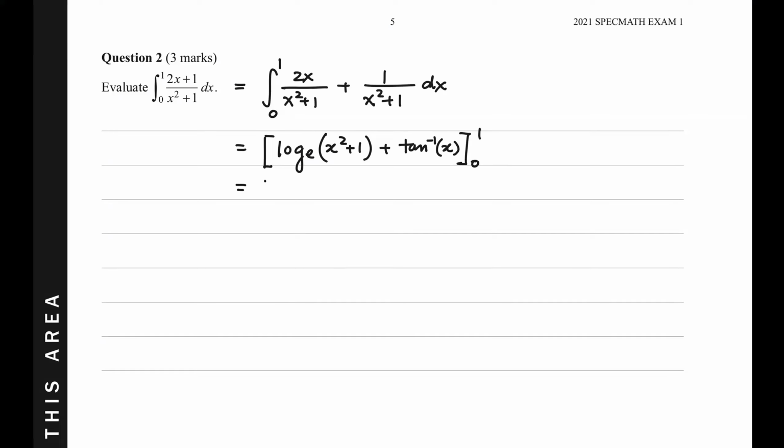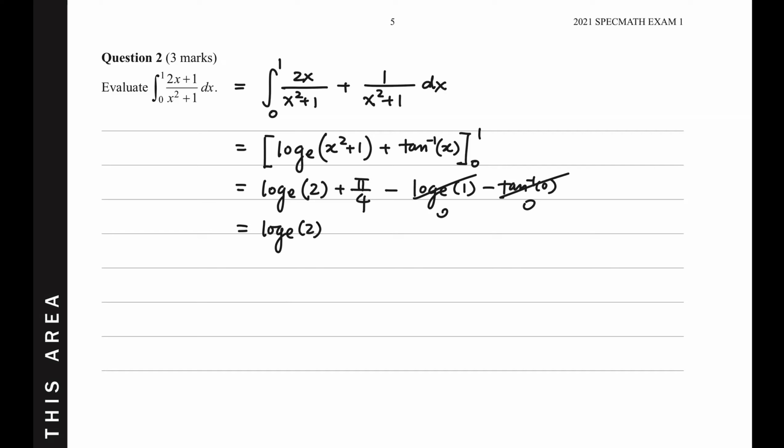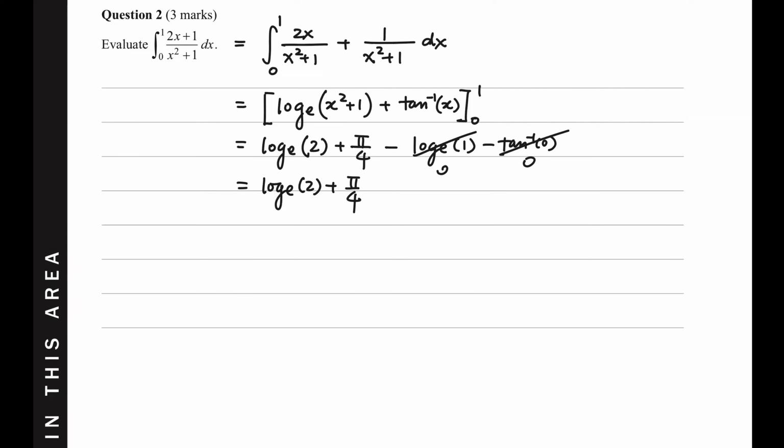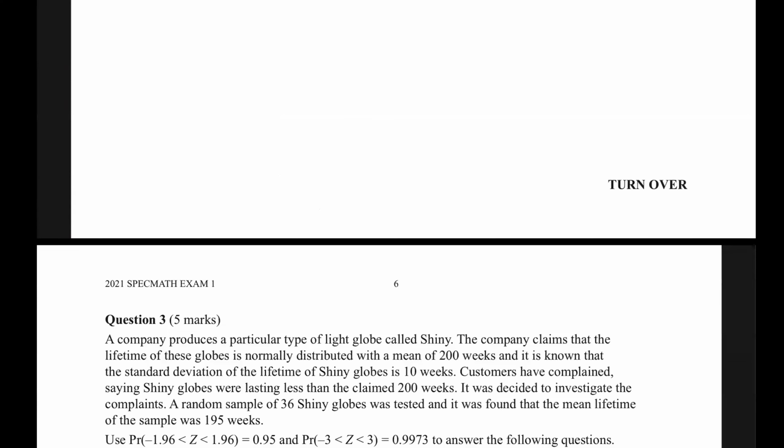From 0 to 1, then I just slot in the numbers to get log 2 plus pi over 4. Tangent inverse 1 is pi over 4. Subtracting log e 1, subtracting tangent inverse 0. So this is 0, this is 0. Therefore, the answer is very simple, log e 2 plus pi over 4. And the problem is solved. Yeah, that is a very simple integration question.